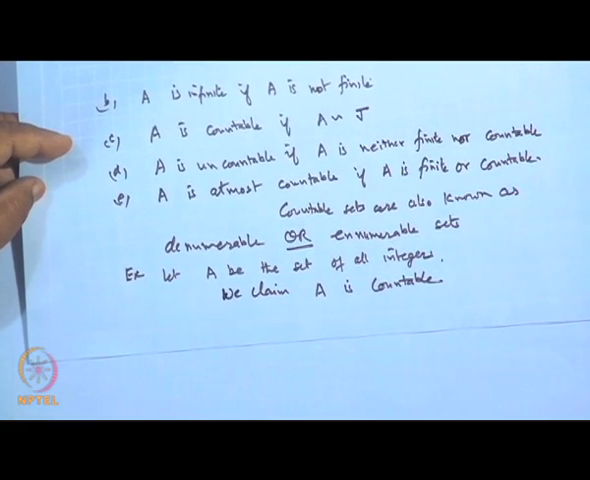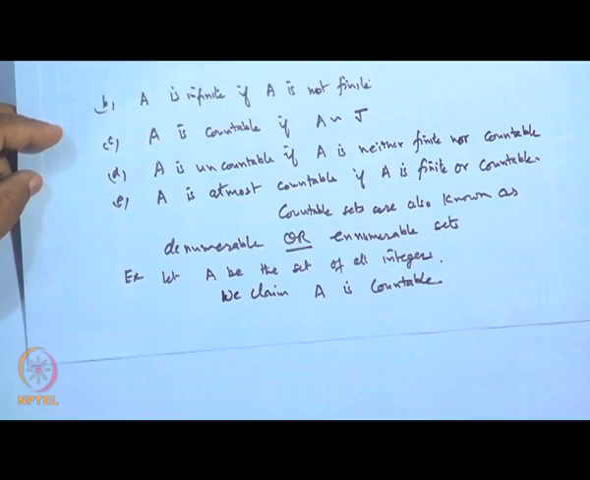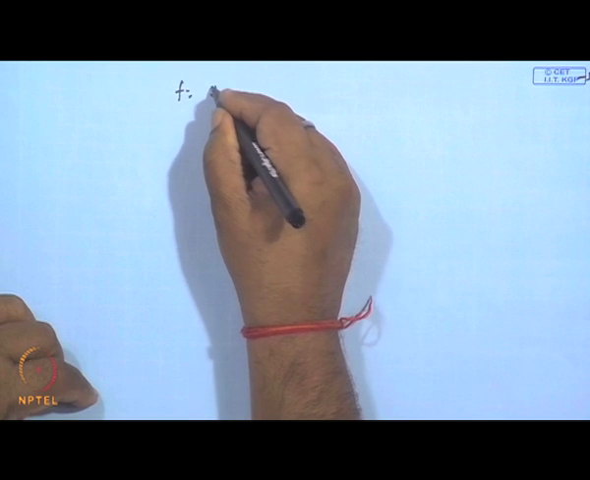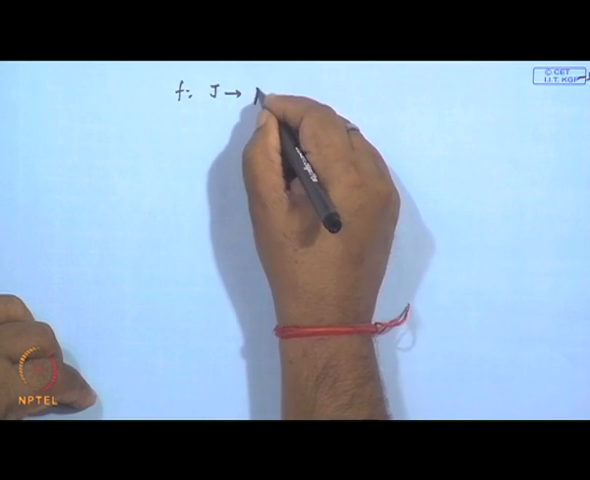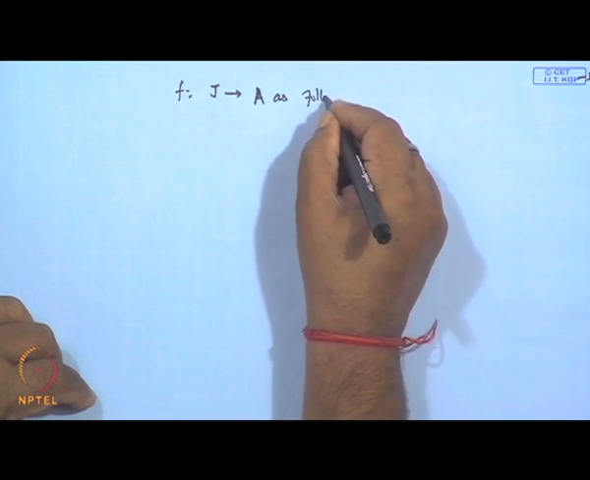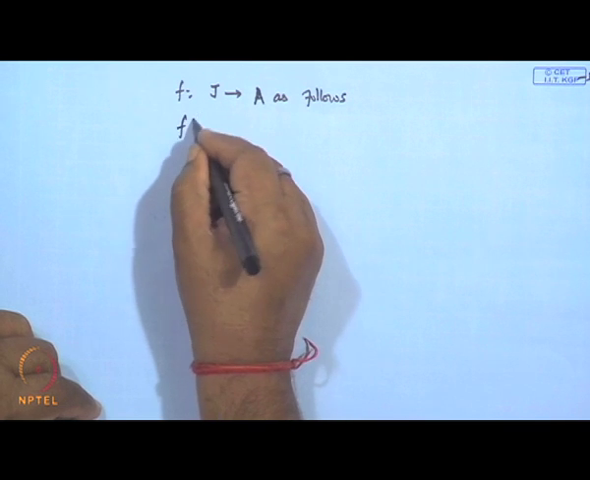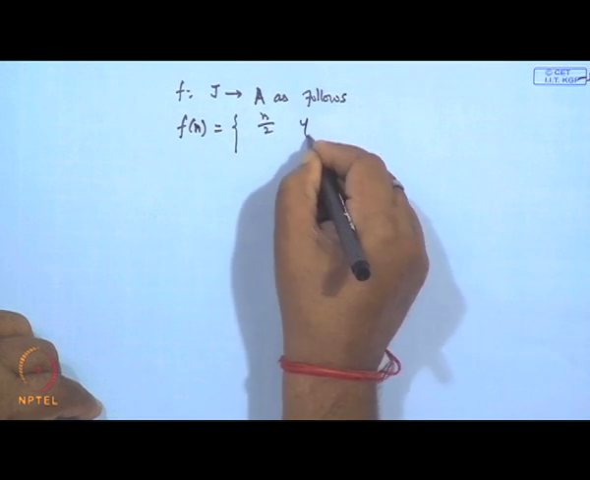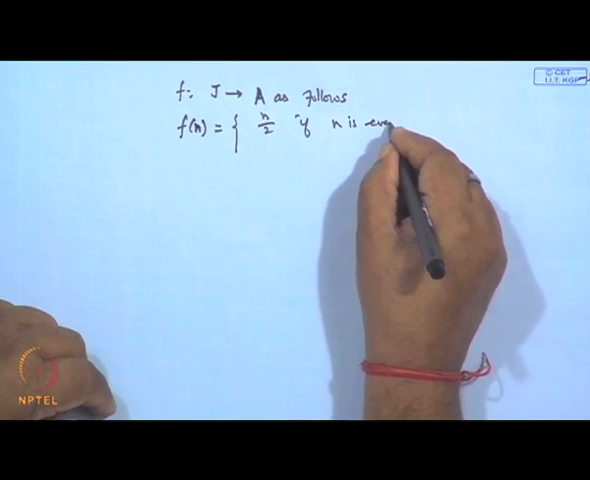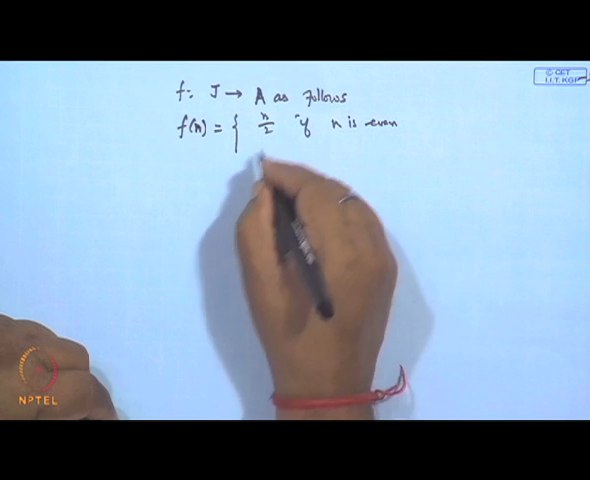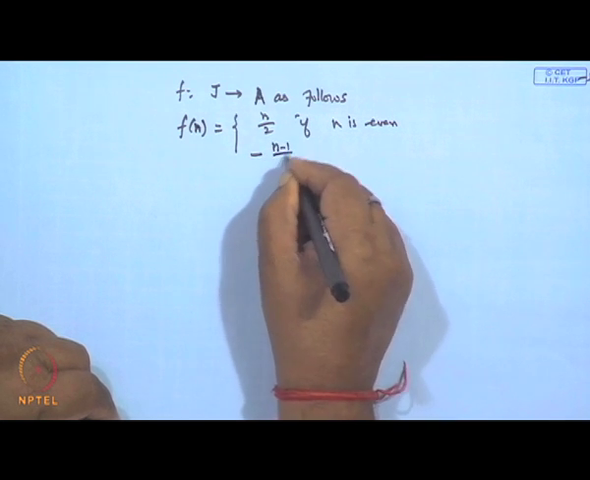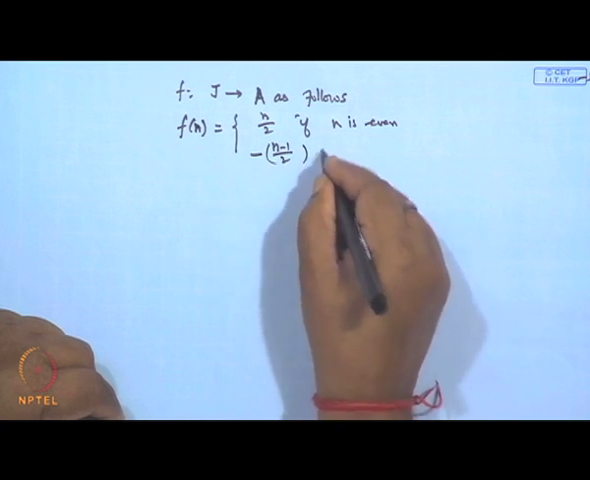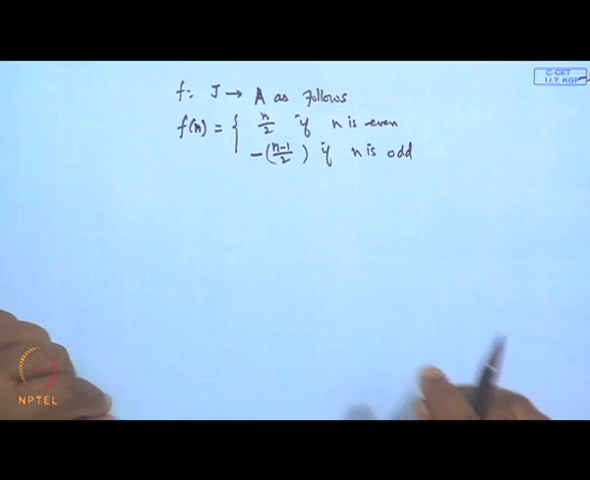It means we are able to define a one to one correspondence between the set of positive integers and the set of the elements A. So, let us define a mapping F from the set of positive integers J to A as follows. The image of any n under F is n by 2 if n is an even positive integer, and otherwise (n minus 1) by 2 if n is an odd positive integer.